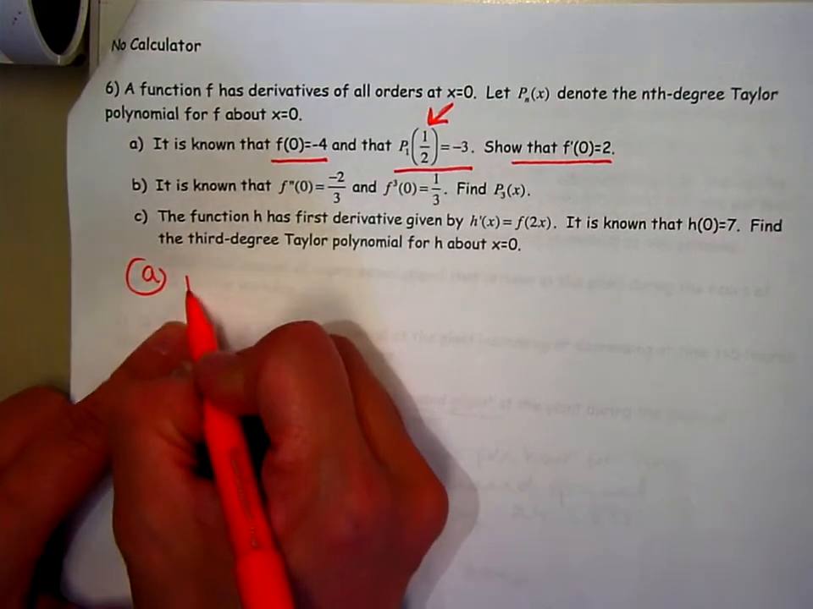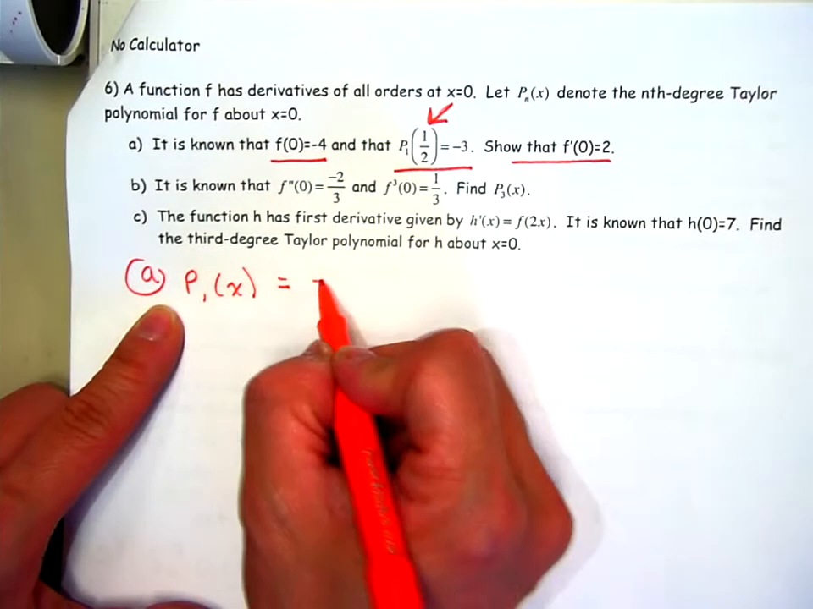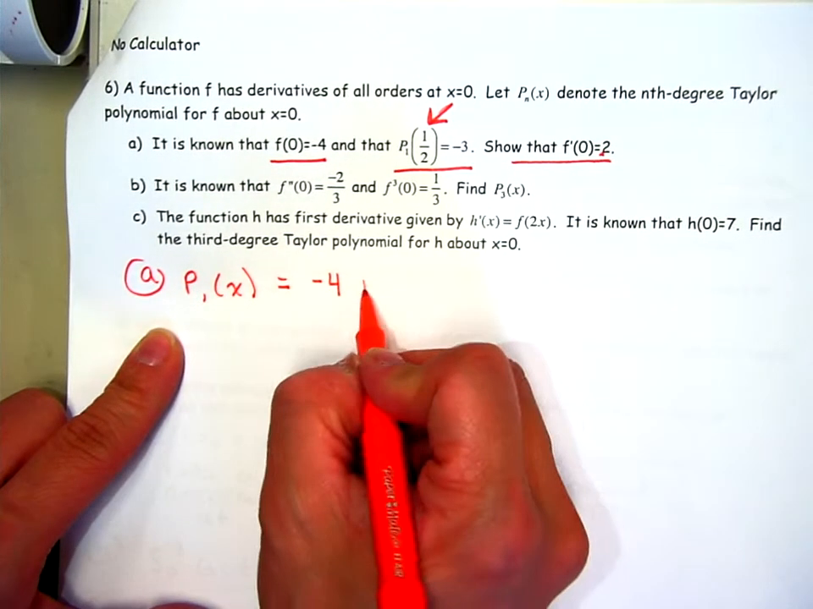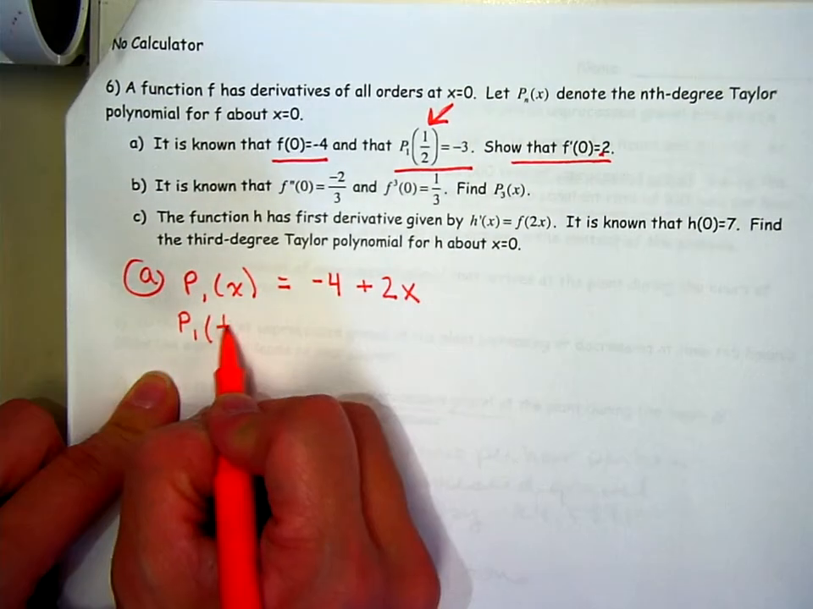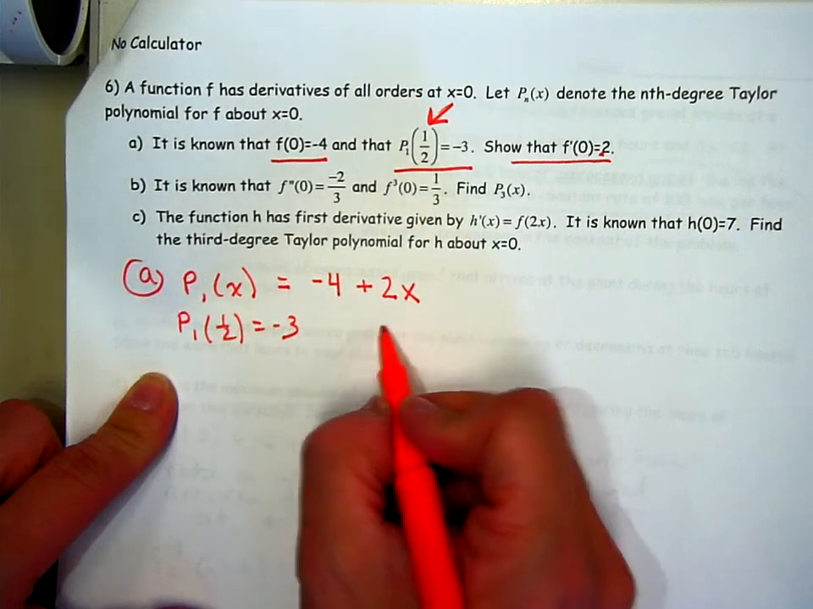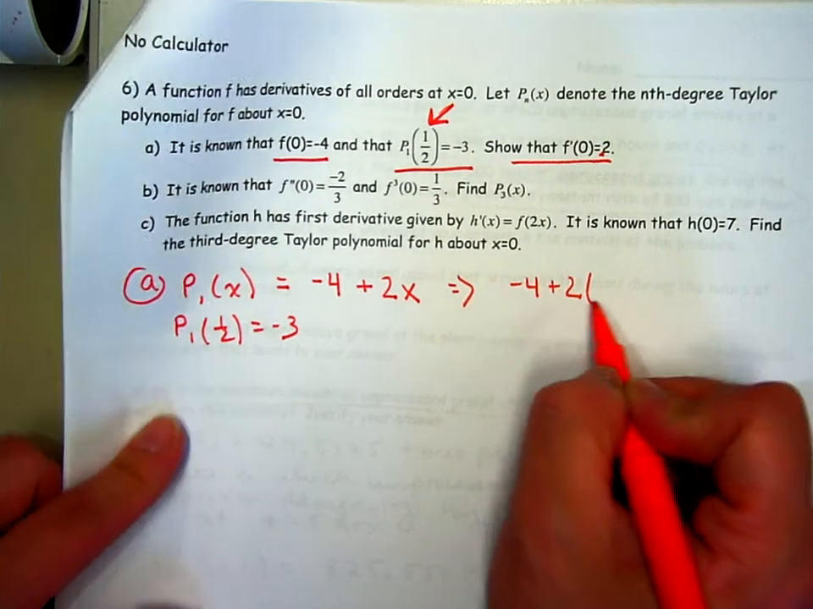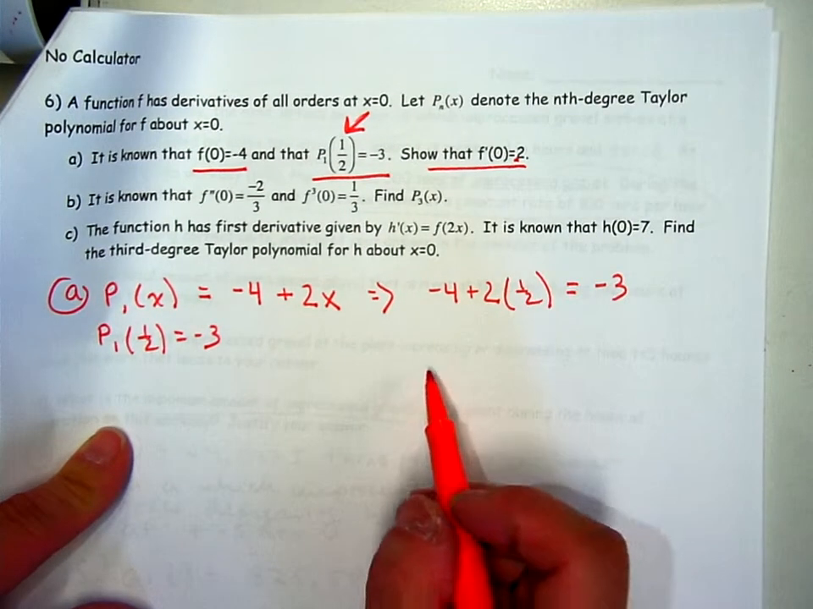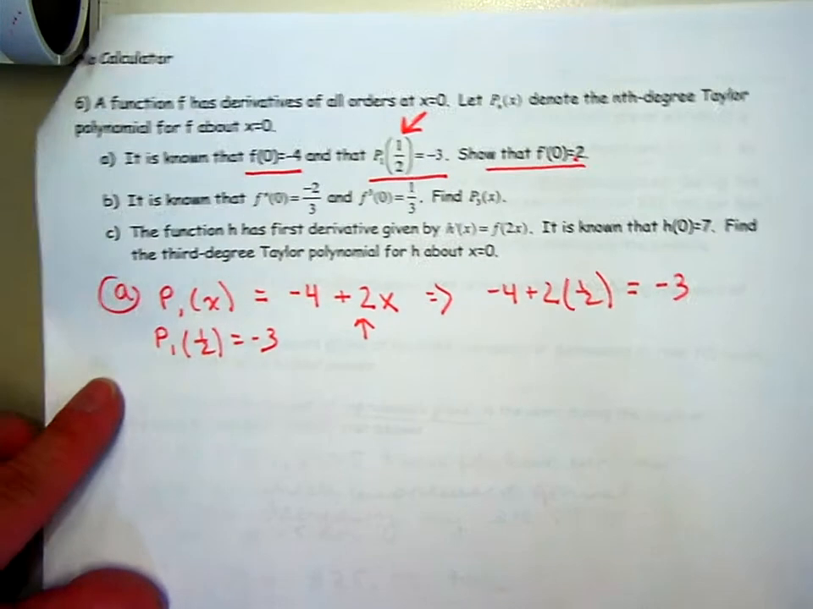So the first degree polynomial in terms of x is f of 0, which is -4, plus the first derivative, if 2 happens to be the first derivative, times x. And they're saying that this is a true statement. So if I plug in -1/2 for x, does it give me the output of -3? Yes, it does. And so this has to be the first derivative because that's true for a Taylor polynomial.